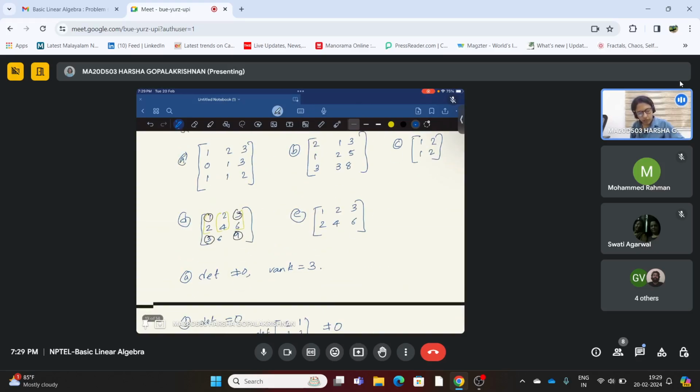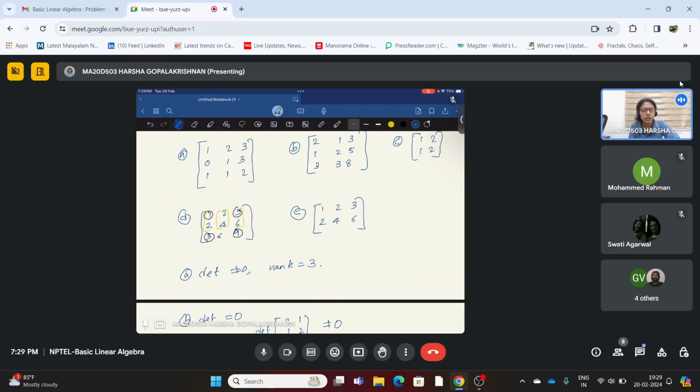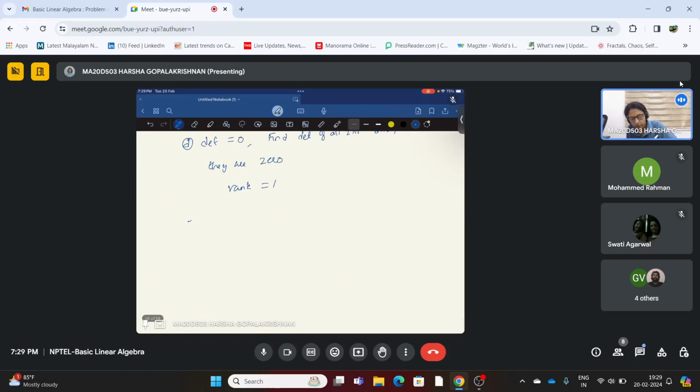Now the last question, what about the option E? Again, it is very easy. Yeah, rank is 1. Like 3 by 3 matrix, it is not possible. Maximum possible submatrix is 2 by 2. For 2 by 2, if we are considering any possibility, the determinant is 0. So rank is 1 only.